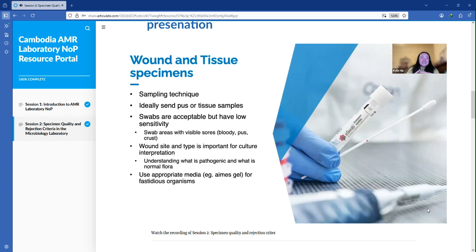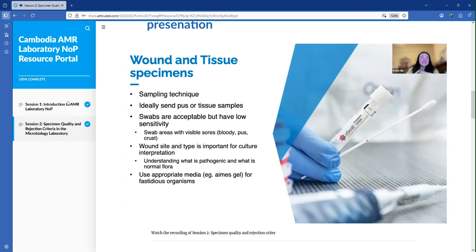The wound site and type is important for culture interpretation. Before, we were talking about sample labeling and actually putting down where the site of the specimen is coming from. This is incredibly important when we are interpreting our cultures. So when we are collecting our wound swabs, adding this site will be very, very useful. This is because we want to understand what is potentially pathogenic in that specimen site or what is considered normal flora.